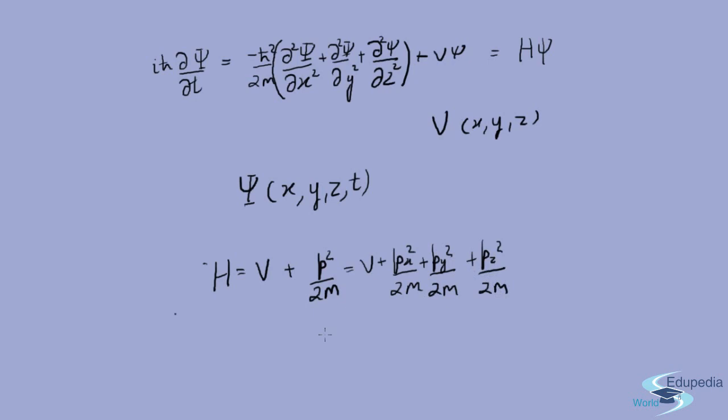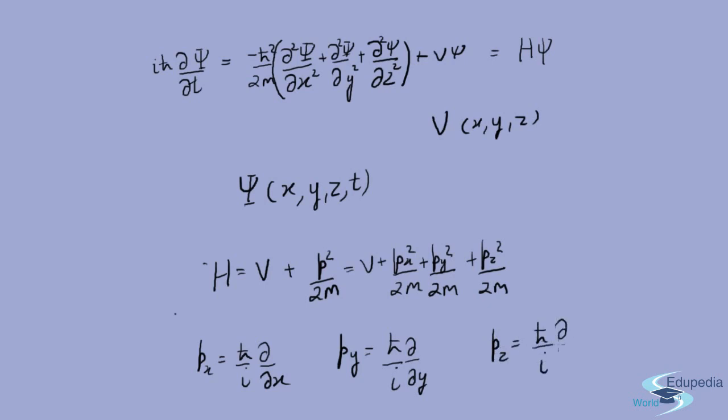And the substitutions in this case are, originally we had px is equal to h by iota del by del x. Similarly, you have py, the momentum operator in the y direction, is equal to h by iota del by del y, and pz is equal to h by iota del by del z. And so you, for example, take py squared by 2m, that gives us minus h squared by 2m del squared psi by del y squared.